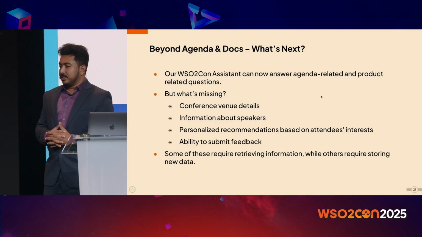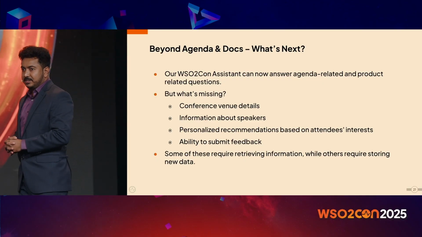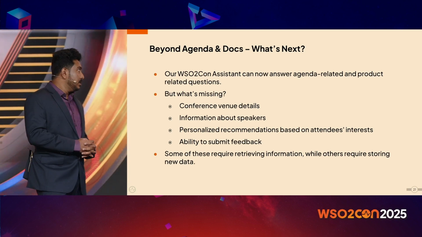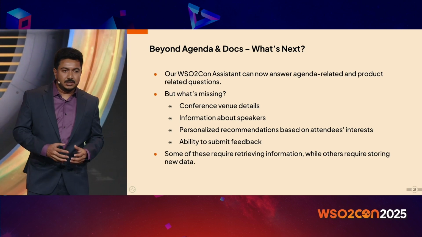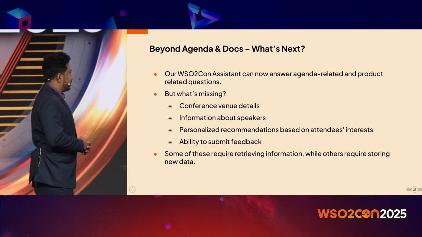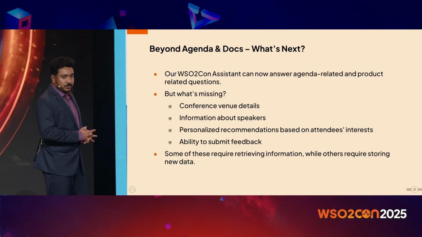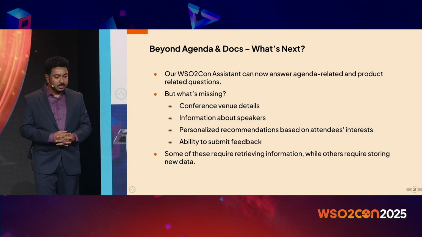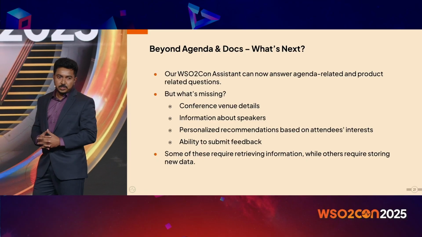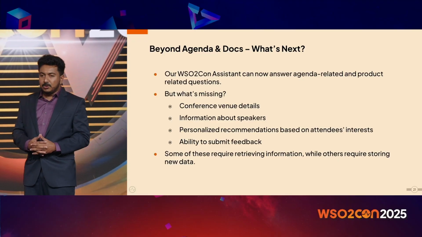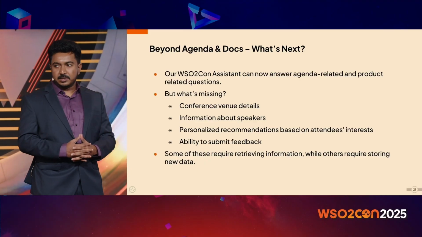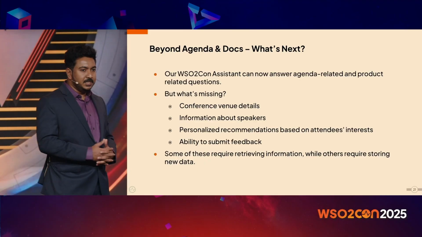Yeah, so now we have integrated the agenda, we have integrated some docs. Now what should we do? We have to go beyond that, right? There is a lot of other information that we want our application to answer for you. For example, conference menu details, information about the speakers, and also a capability to give personalized recommendations if you ask a question like what sessions are recommended for me. And another important capability is that you can submit your feedback through the application. So these are the capabilities that we want to bring in.